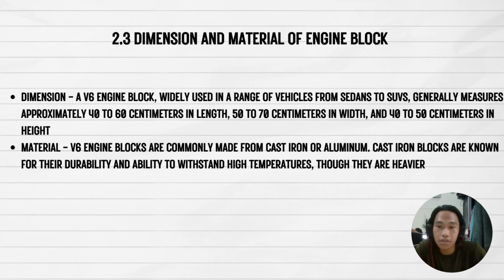This dimension ensures a compact yet powerful configuration that fits well within various engine compartments. V6 engine blocks are commonly made from cast iron or aluminum. Cast iron blocks are known for their durability and ability to withstand high temperatures, though they are heavier. In contrast, aluminum blocks are lighter, enhancing fuel efficiency and vehicle performance, while often incorporating cast iron or steel cylinder liners to combine strength with reduced weight.